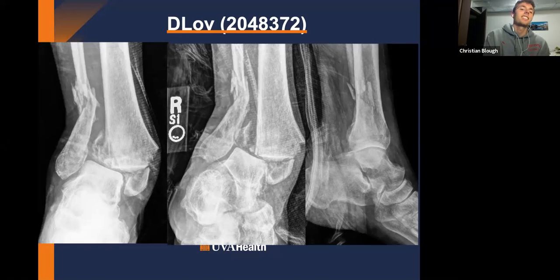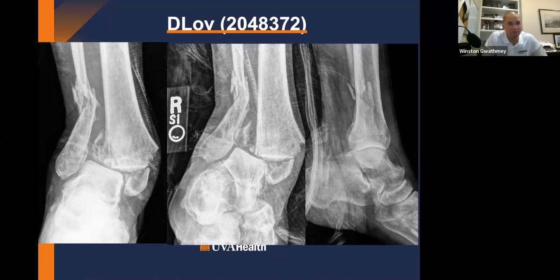So I see an AP, lateral, and then I think that's an attempt at a mortise view. It looks like a right ankle, skeletally mature adult. I see a comminuted, a little bit higher fibular fracture, also a medial malleolus fracture, and maybe some type of a posterior malleolus fracture as well, and then pretty significant dislocation of the talus laterally relative to the tibia there.